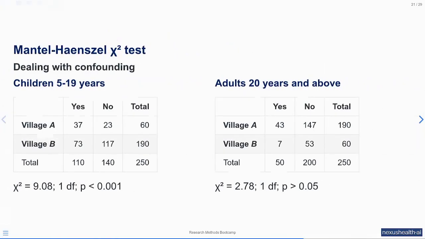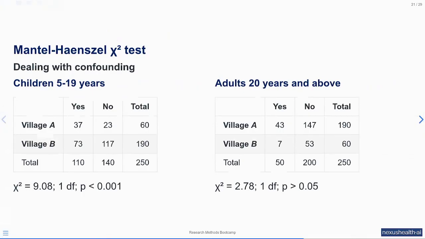And when we do that, we have 2 different tables now. We have the table that includes children aged 5 to 19 years, in which case we find that 37 out of 60 children in village A have schistosomiasis, compared to 73 out of 190 children in village B. If we look at adults 20 years and above, we find a different distribution.